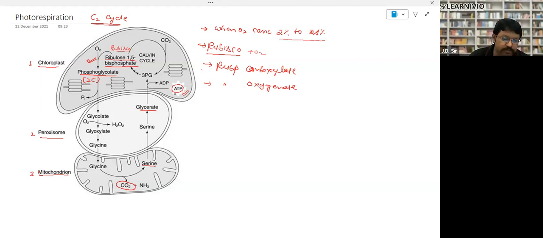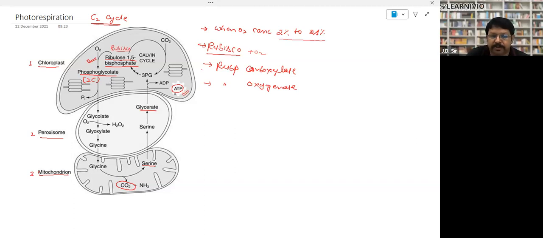Phosphoglycolate is transported to the peroxisome. In the peroxisome, it changes into glycolate. Then glycolate changes into glyoxylate. Glyoxylate changes into glycine. Glycine is a type of amino acid, right? From the peroxisome, glycine is transported into the mitochondria. In the mitochondria, glycine breaks down, releases a carbon dioxide molecule, and forms serine. Serine comes back to the peroxisome, where it changes into glycerate. This glycerate is transported to the chloroplast, where it changes into 3-phosphoglyceric acid, or 3-PGA, and then again participates in the Calvin cycle. This complete cycle is called the C2 cycle because the first stable compound is a 2-carbon compound. Tell me, is it clear or not?